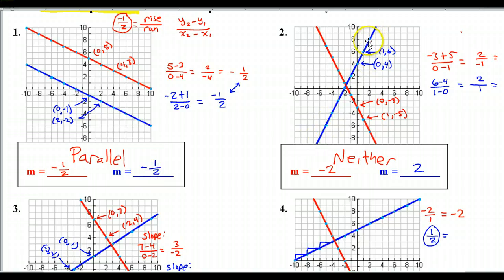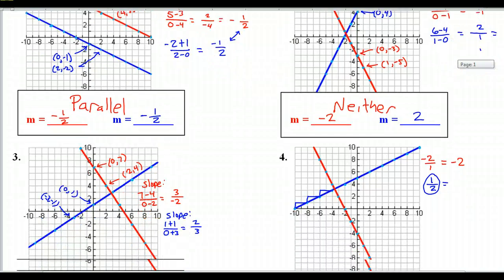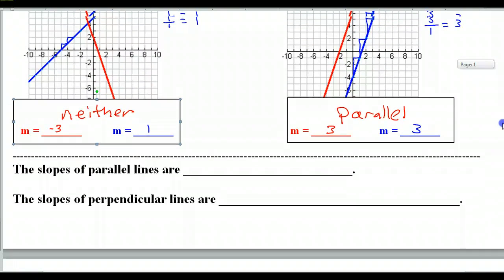On the other hand, looking at number 2, see how the red line is going downhill, and it had a negative slope, but at the same time the blue line was going uphill and it had a positive slope. So there's no way that those were going to be parallel.